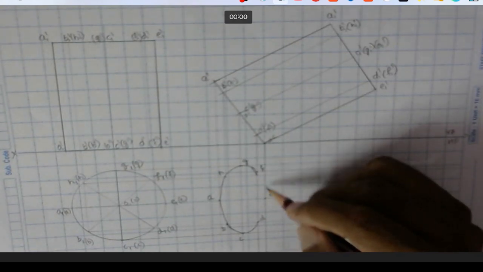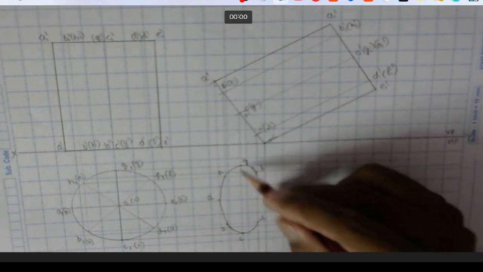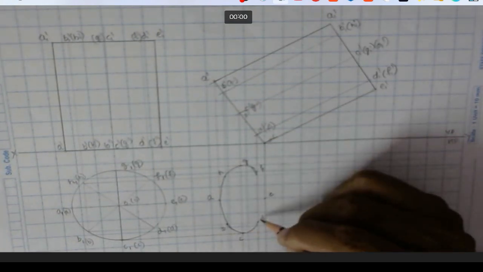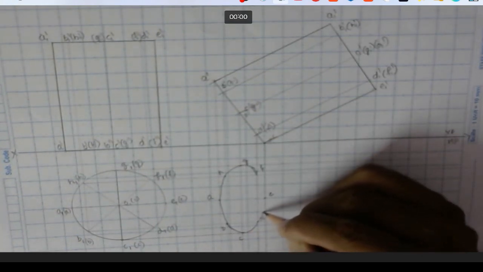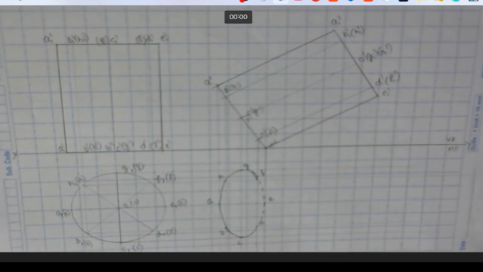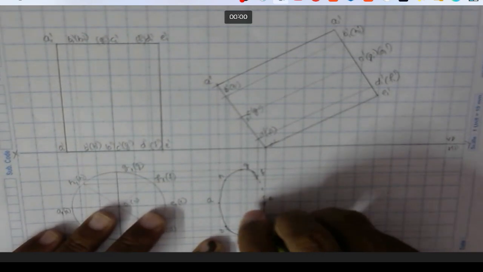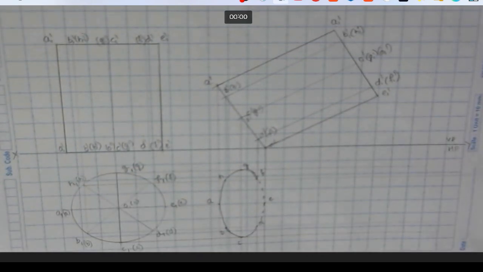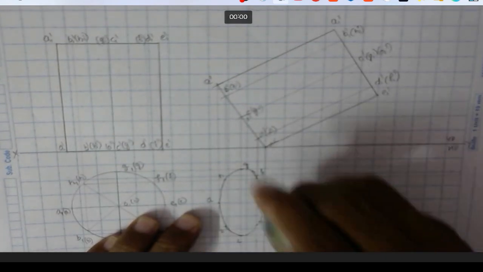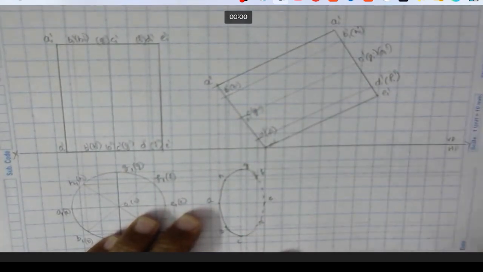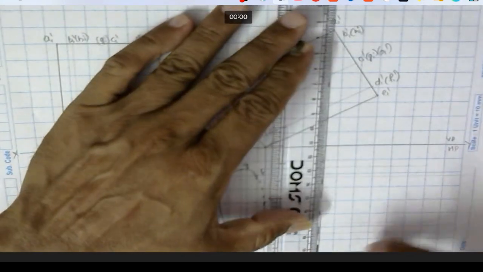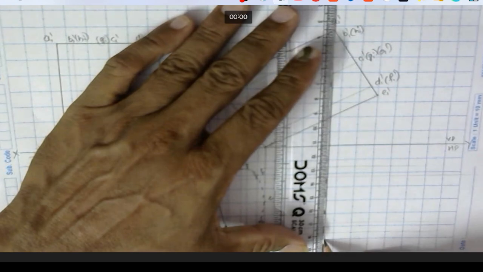So now some portion is hidden from G from CZ. This top portion is visible, this portion is hidden here. Now similarly draw top surface.